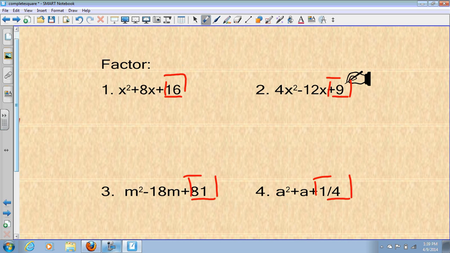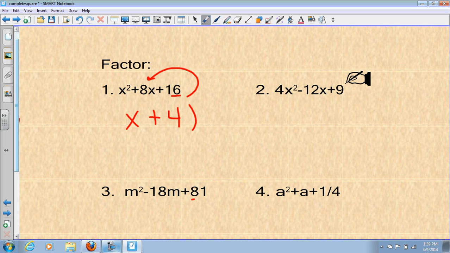They are perfect squares. We're talking about completing the square, so it's a good idea for you to know what perfect squares are. Remember, those are like 1 squared is 1, 2 squared is 4, 3 squared is 9, and so on. Well, the square root of 16 is 4. If I double 4, do I get 8? So I'm looking at x plus 4, that binomial, squared.